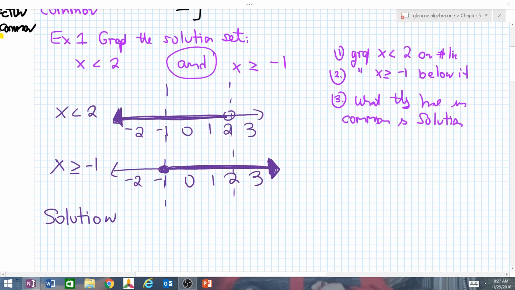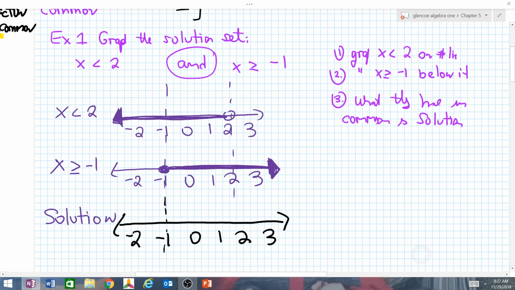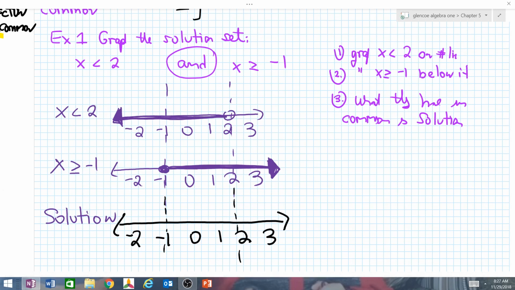Now my solution is what my two graphs will have in common. So again, I'm going to write down my numbers, and I'm dotting my lines, and the reason I'm dotting these lines is these lines form the boundaries where my solution is going to fall between my leftmost and my rightmost boundary. So if you look in the first graph, -1 is included. It's also included in the second graph, but there's nothing to the left of -1.